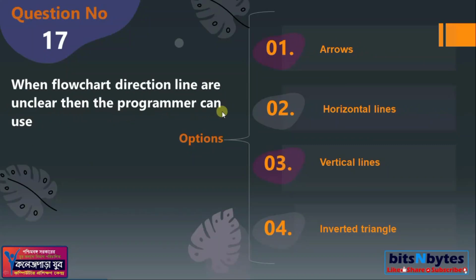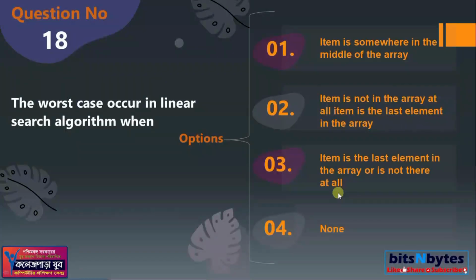Question 17. When flowchart direction lines are unclear, then the programmer can use 1. Arrows, 2. Horizontal lines, 3. Vertical lines, 4. Inverted triangle. Answer: arrows.